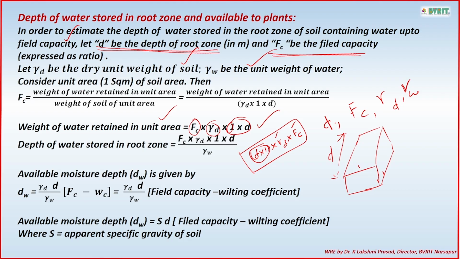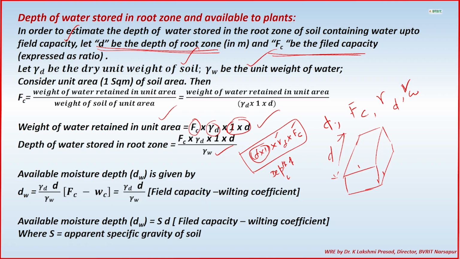Once you have the weight of water stored in the root zone in a 1 square meter area, if you want the depth, divide by the unit weight of water, gamma W. So I got the depth of water stored in the root zone. The depth of water stored in the root zone can also be calculated this way.